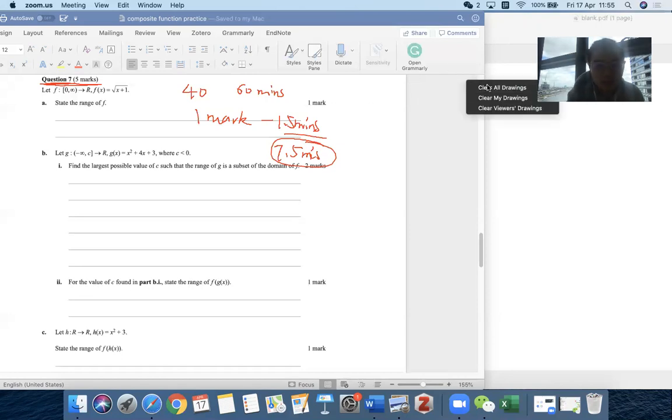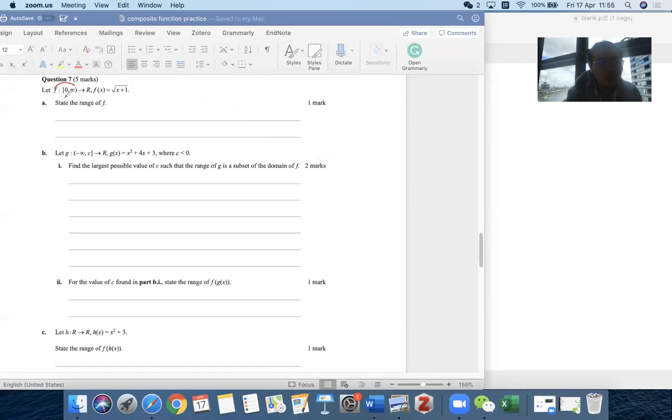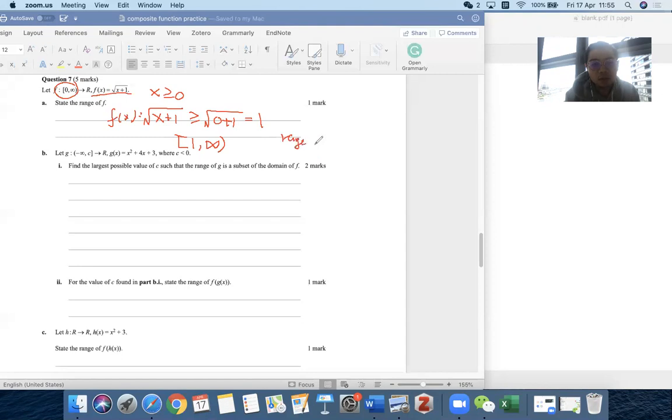Now let's look at this question. First, domain and range, okay? State the range. So the range: f(x) equals square root of x plus 1. Since x is greater than or equal to 0, this one is greater than or equal to square root of 0 plus 1. So it's just 1, okay? The range is 1 to infinity, okay? For range, make sure you write it in set form, or you write it like y belongs to 1 to infinity, okay? Make sure it's a square bracket, and a round bracket for infinity.